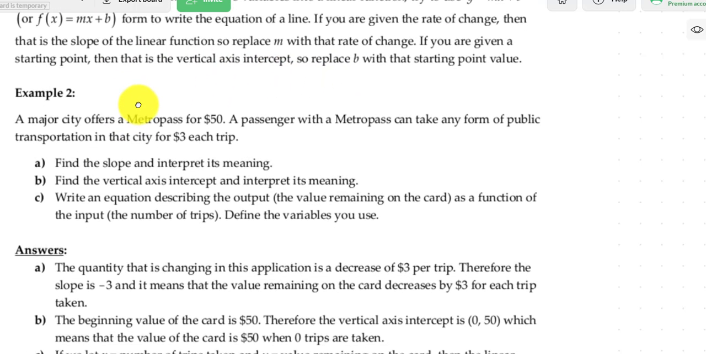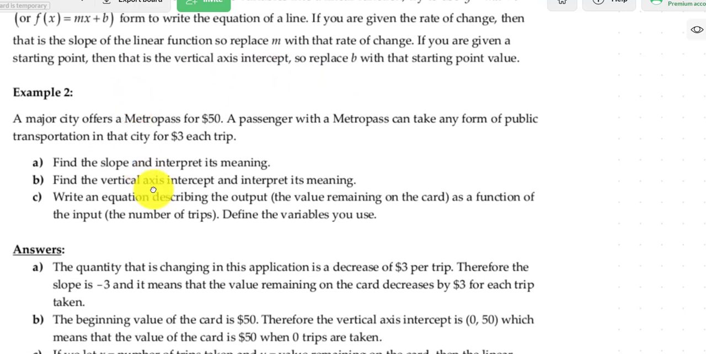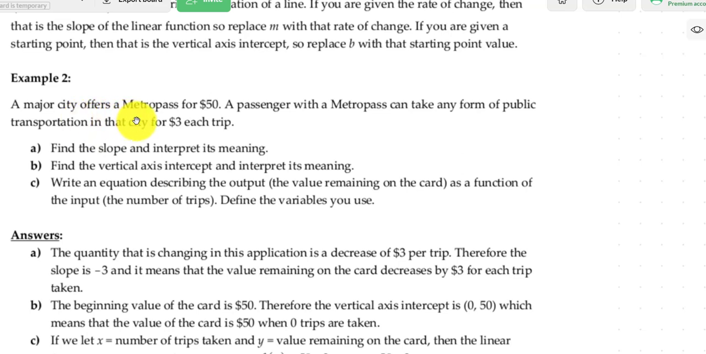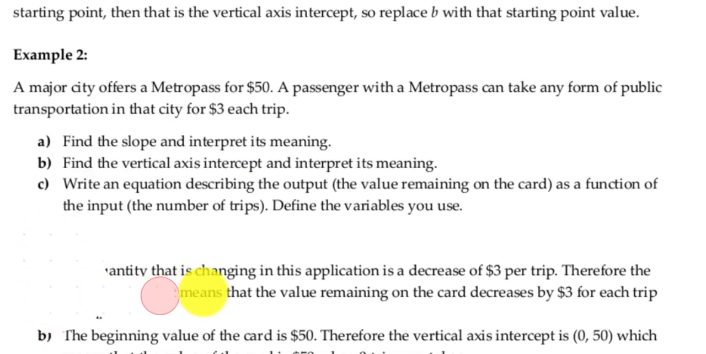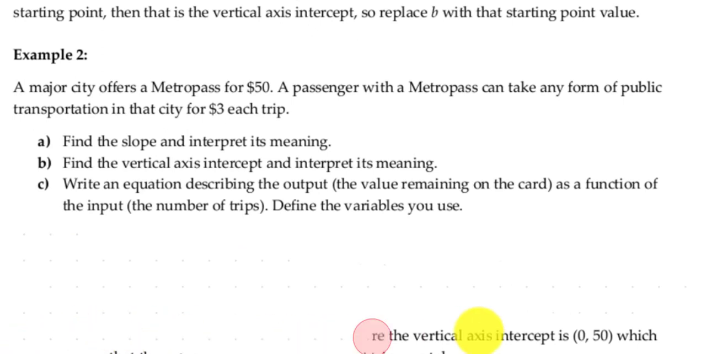So let's take a look at example 2. It says a major city offers a Metro Pass for $50. Each time you take a trip, $3 will come off of the card. So imagine you live in New York City, you buy a subway card, it has $50 on it. Every time you ride the train or the bus, $3 comes off of the $50. Okay, so let's pretend we never saw these answers here, and we'll answer questions A, B, and C.